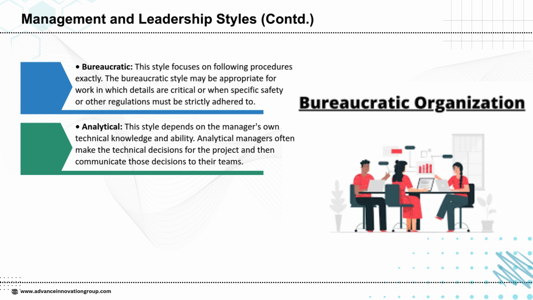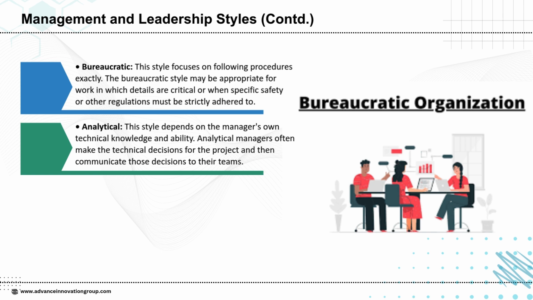On the other hand, the analytical style relies heavily on the project manager's technical expertise and problem-solving ability. In this style, the manager makes technical decisions based on data and analysis and then communicates those decisions to the team. This approach is effective in projects that require specialized knowledge, accuracy, and technical judgment. Both of these styles emphasize structure and precision, but in different ways: bureaucratic through strict procedures and analytical through deep technical skills.